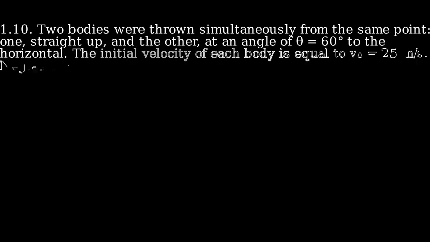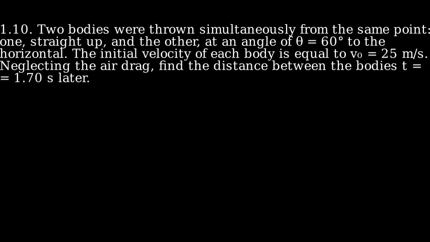Two bodies were thrown simultaneously from the same point, one straight up and the other at an angle of theta equals 60 degrees to the horizontal. The initial velocity of each body is equal to v naught equals 25 meters per second. Neglecting the air drag, find the distance between the bodies at time t equals 1.70 seconds later.